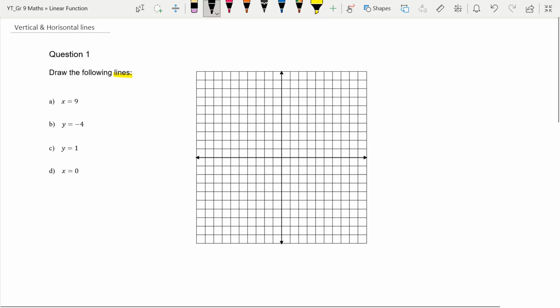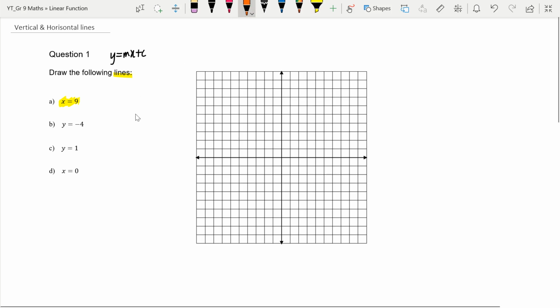Okay, we have done a lot of work now on lines, and we know that a straight line graph has a standard form that looks like that. But now we are asked to draw something that looks like that. A line where x is equal to 9. Well, I don't see a gradient. What is going on there?